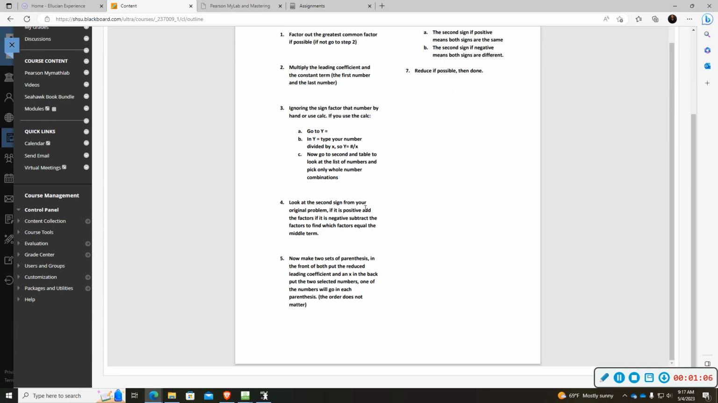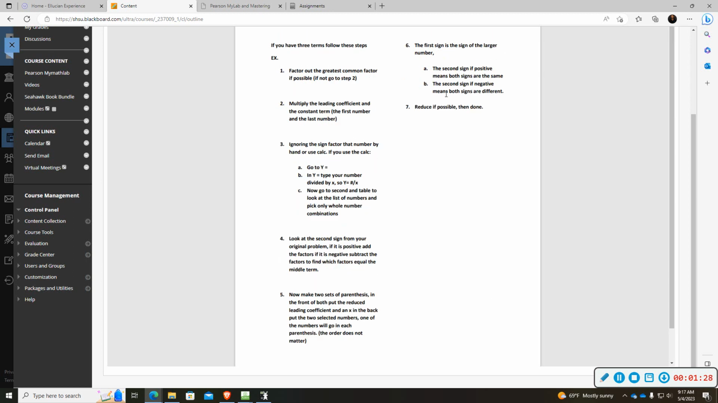We're going to look at the second sign. It's going to tell us to either add or subtract to get the middle term. And then if we find those numbers, we're going to make two sets of parentheses. We're going to put the reduced coefficient in the front and an x or whatever variable we use. And in the back, we're going to put the two selected numbers, and the order doesn't matter. And then we're going to add the signs. The first sign is the larger number. The second sign, if it's positive, they have the same. The second sign, if negative, they have different. And then we'll reduce if possible.